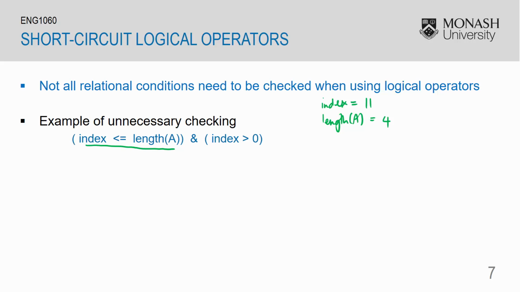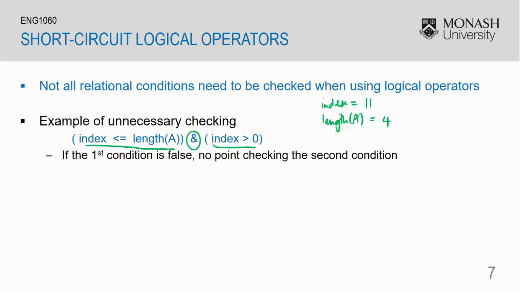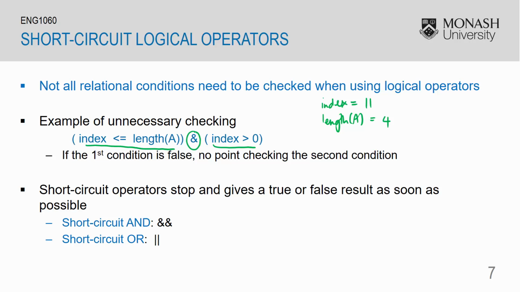So it doesn't matter what the result of the second statement is, because with the AND operator, if one of the conditions is false, then the whole result will be false. This means that there is no point in checking the second condition, as this will only waste time. So we can use something called short circuit operators, which stop and give a true or false result as soon as possible. There is the short circuit AND operator, which is given by the double ampersand symbol, and the short circuit OR operator, which is given by the double vertical line symbols.